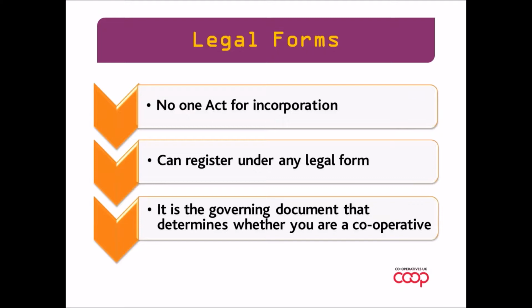So just to reiterate, cooperatives can register under any legal form. It is the governing document that determines whether you are a cooperative or not. So there'll be principles in your governing document, and that will be given a name depending on the type of legal form your cooperative takes. So for example, if you're a limited company, your governing document will be referred to as the articles. And in those articles should enshrine the values and principles of cooperation. And that determines whether you are a cooperative or not.